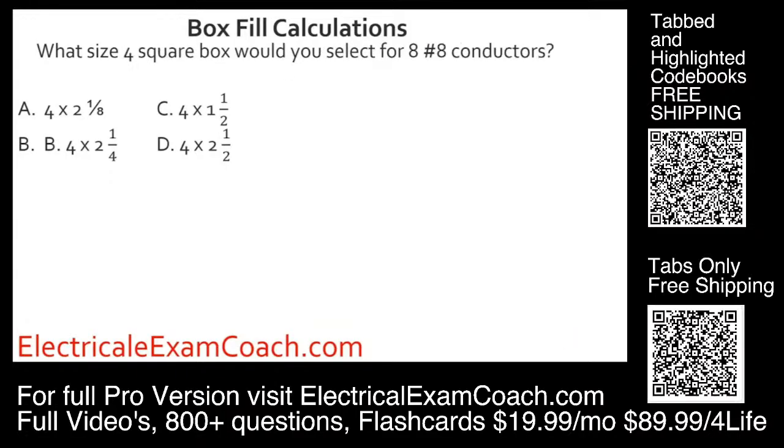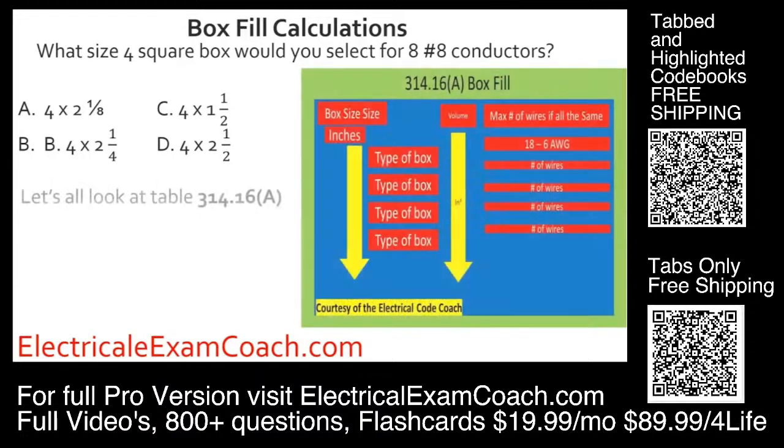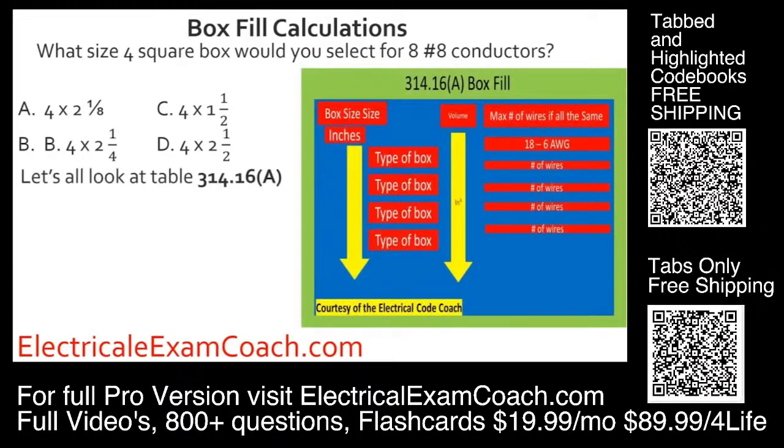What size 4 square box would you select for 8 number 8 conductors? We head to 314.16(A). We're going to start here on the right hand side and find our size wire. Then we come down and make sure that we're in the right type of box. We cross over and we're going to find that it's A.